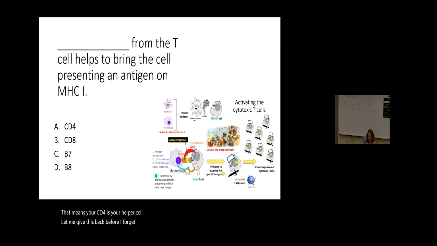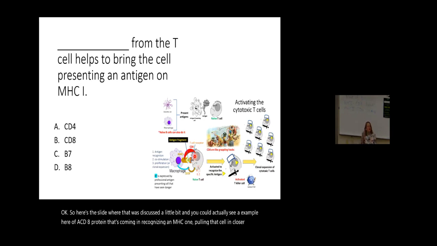Okay. So here's the slide where that was discussed a little bit. And you can actually see an example here of a CD8 protein that's coming in, recognizing an MHC1, pulling that cell in closer so that it can actually use its T cell receptor to check out the antigen fragment on the MHC. So questions on that?